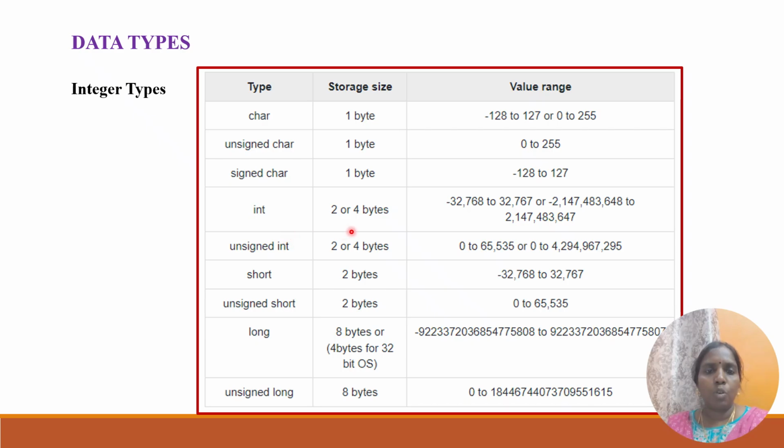Integer occupies 2 to 4 bytes of space in memory, and its value ranges from minus 32768 to 32767, or minus 2147483648 to 2147483647. Unsigned integer occupies 2 or 4 bytes and its value ranges from 0 to 65535. Short occupies a storage size of 2 bytes, and unsigned short uses 2 bytes. Long occupies a storage size of 8 bytes, and unsigned long uses 8 bytes.